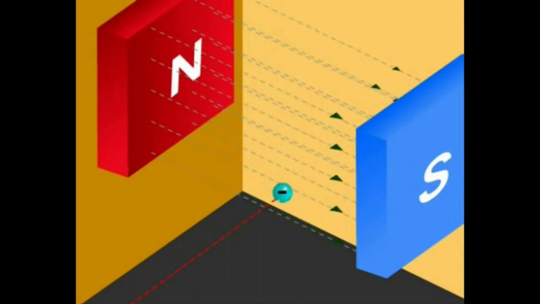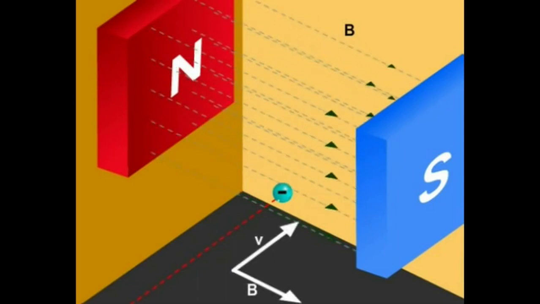In this example, the electron is moving at 200 meters per second in the negative z direction. We'll keep the field at 10 to the negative 2 teslas in the positive x direction. We can see that the angle between the velocity and the magnetic field is still 90 degrees.